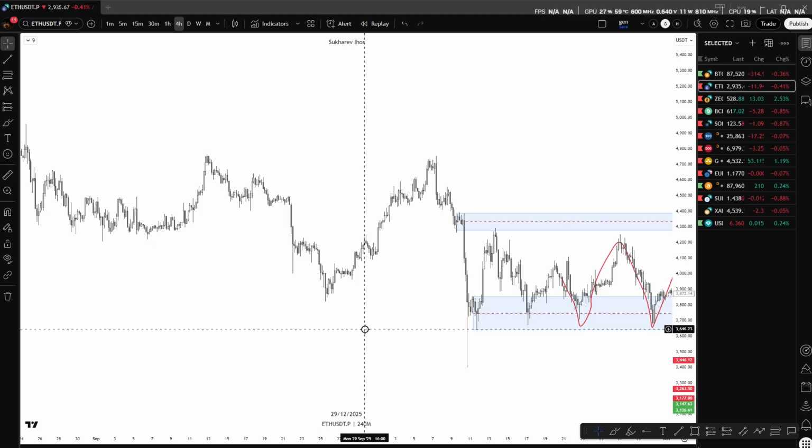So guys, practice this on your charts. Mark the highs and lows that created the corrections before impulse moves. And the more you do this, the faster you'll spot these zones in real-time trading.